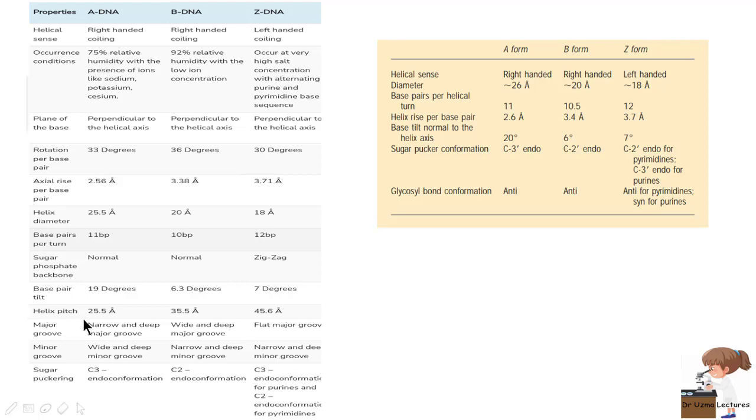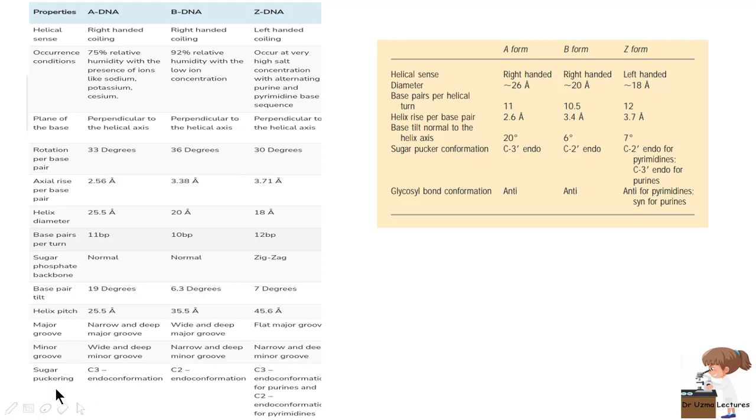Helix pitch is 25.5 angstrom, 35.5 angstrom and 45.6 angstrom. Major groove: A-DNA has a narrow and deep major groove, the B form has a wide and deep major groove, and the Z form has a flat major groove. Minor groove: the A-DNA has a wide and shallow minor groove, B-DNA has a narrow and deep minor groove, and the Z-DNA has a narrow and deep minor groove.